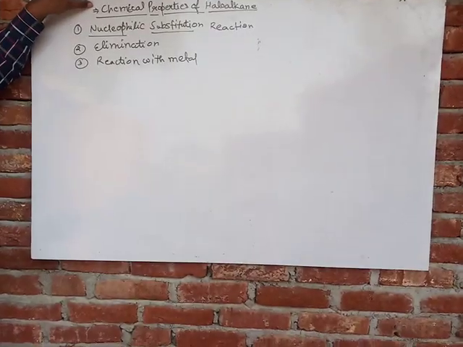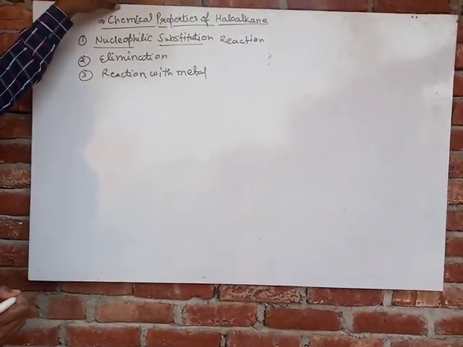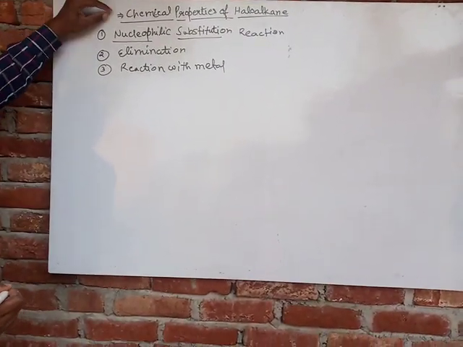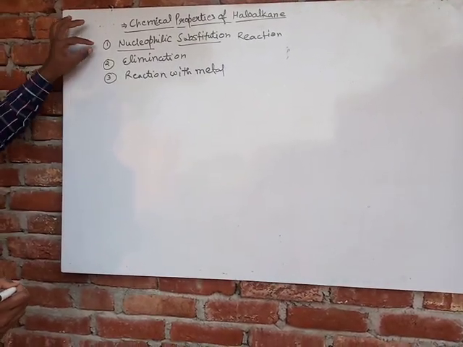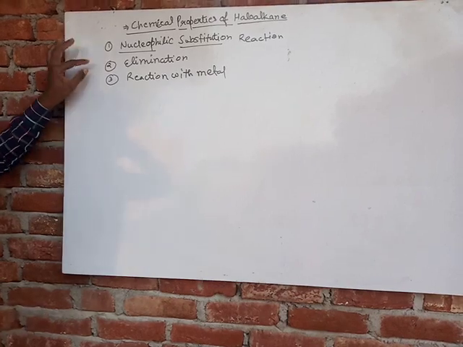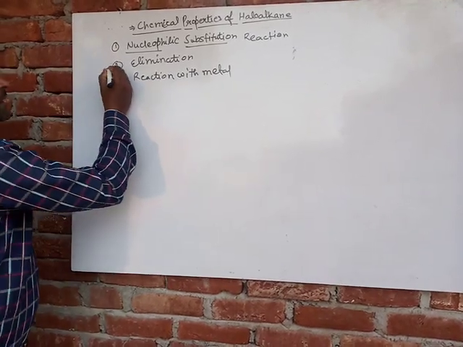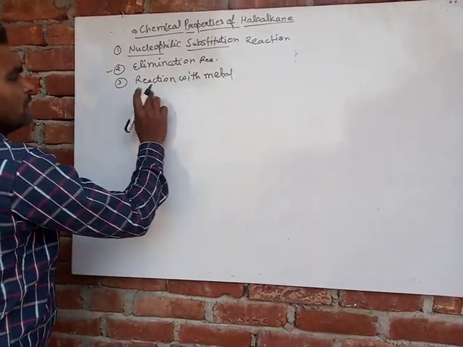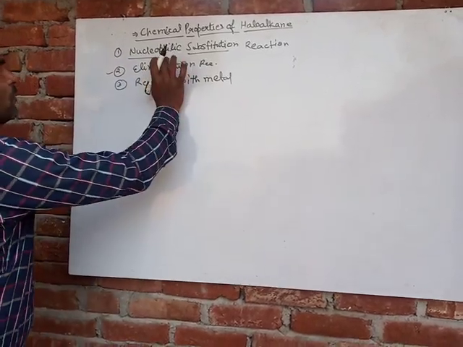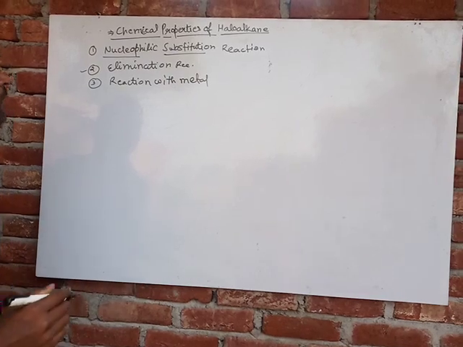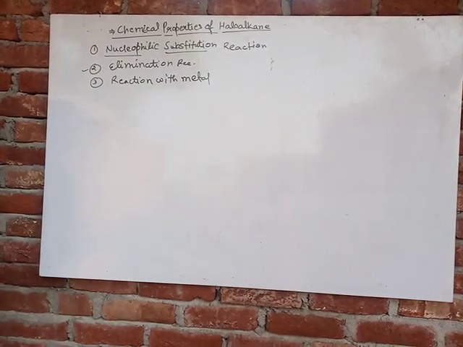Today I teach you about the chemical property of haloalkane. The chemical property of haloalkane can be classified in three categories. First is the nucleophilic substitution, second is the elimination reaction, and third is the reaction with metal. And today we discuss the nucleophilic substitution reaction. What is nucleophilic substitution reaction?